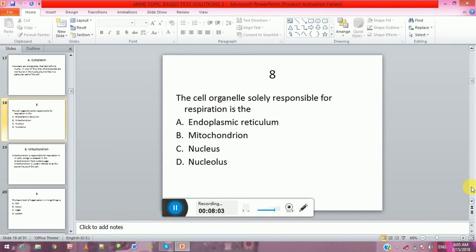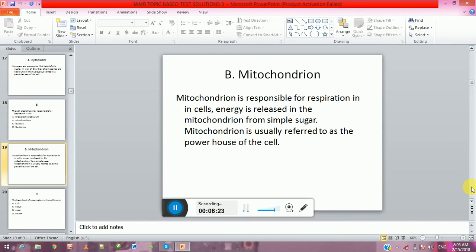Very, very important. The cell organelle solely responsible for respiration is the A. Endoplasmic reticulum, B. Mitochondrion, C. Nucleus, D. Nucleolus. Whenever you talk about respiration and energy production in the cell, then you're talking about the mitochondrion. So B is the answer. B. Mitochondrion is responsible for respiration in the cell.